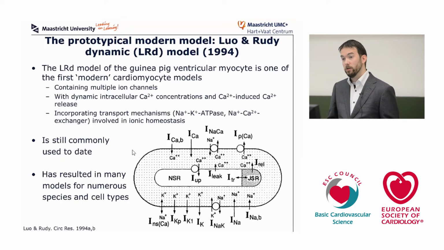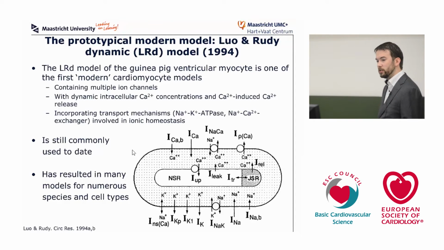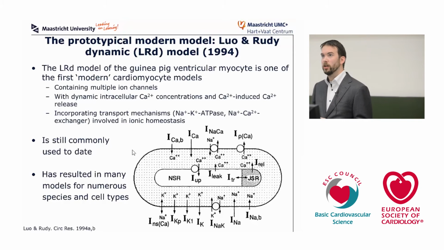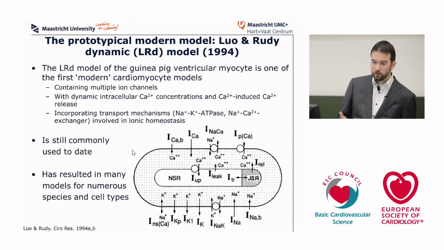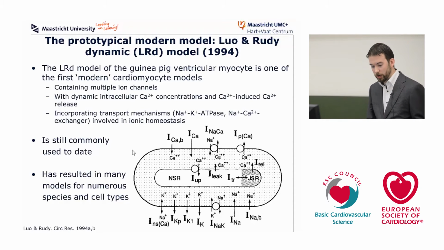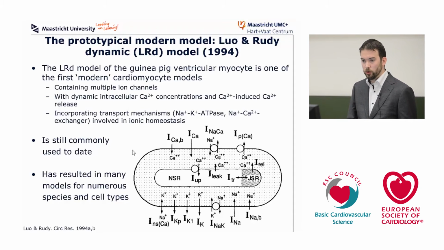And so this model is still commonly used to date and really has served as the basis for then developing much more specialized models for different species, for different regions of the heart, and so on and so forth. So this is really the first modern model that serves as a basis for a lot of the work that we still do to date.